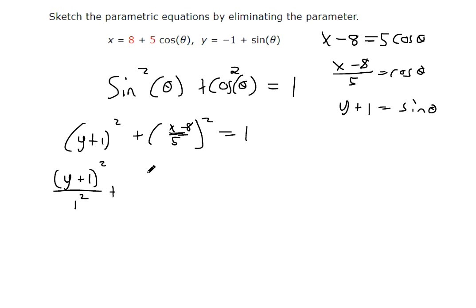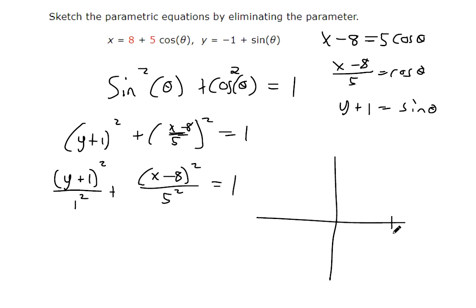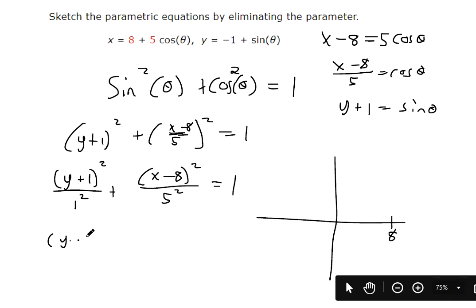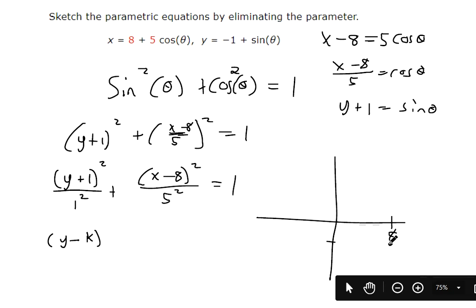And usually x comes first, but this is 5 squared in the denominator. And so what this tells us is that the center of our ellipse is at 8 on the x-axis and -1 on the y-axis, because standard form of an ellipse has, for the y term, y minus some k. So this is like minus a -1. So that's why I'm going down to -1. This is the center of our ellipse.